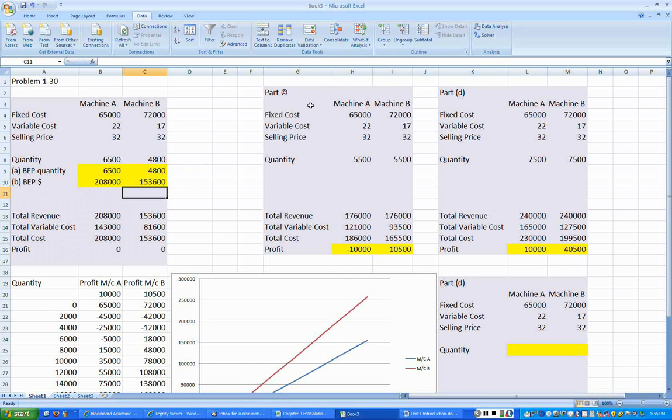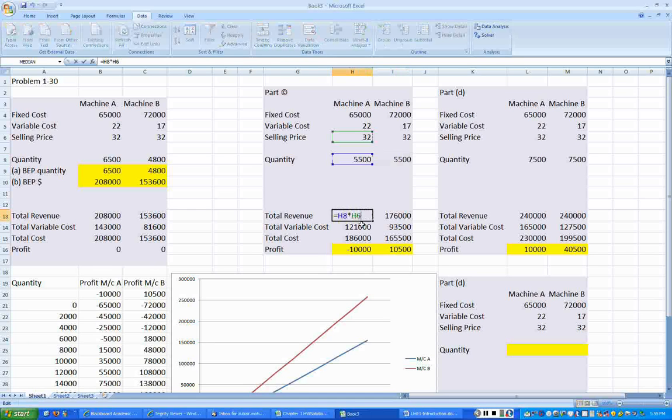Part C basically says, if your production quantity is at the 5,500 level, which one would you go with? So what I did was I just copied the entire thing and pasted it over here. Once you have the model in place that draws the relationship between the profits and the cost, like total revenue, etc., you just insert whatever the quantity is here, then note down the profit. Based on this profit, you want to go with machine B. You want to select that because that gives you the highest profit. Select machine B.